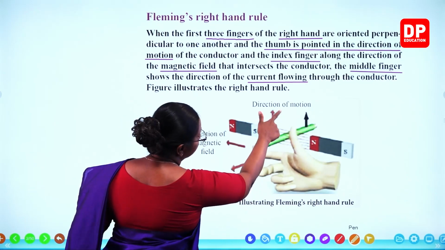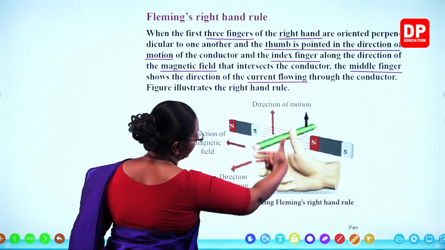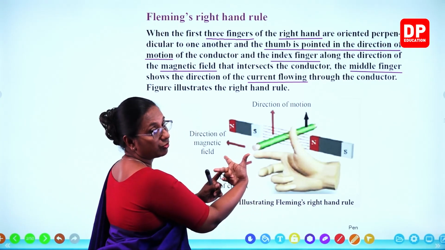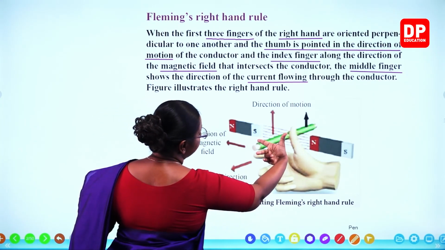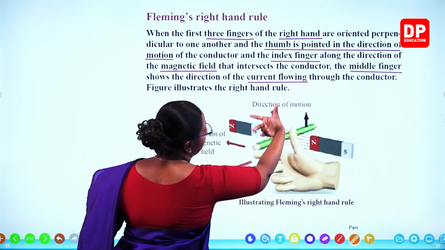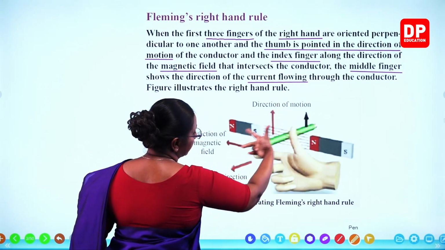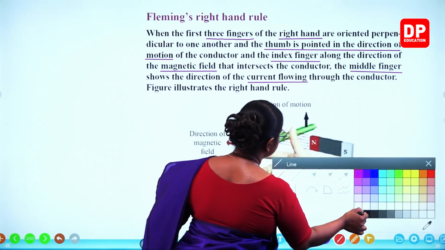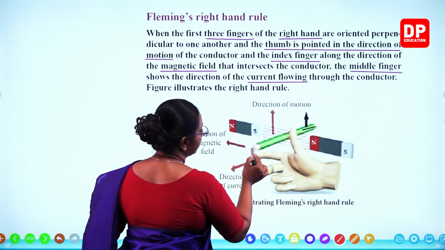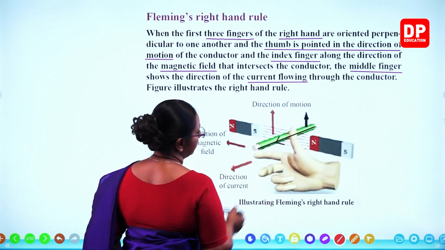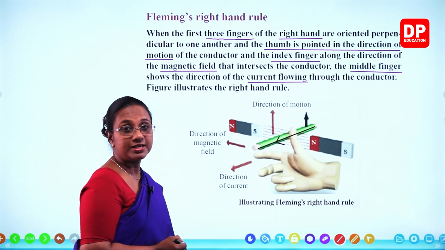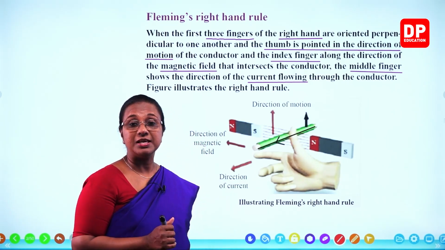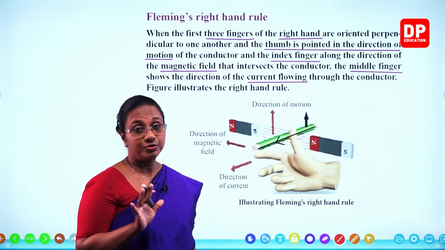Then we have the direction of motion. The thumb points to the direction of the motion. Then the direction of the current flow is the middle finger. So the field is going to be that way and the motion is upwards. So the current will flow, now if we consider this conductor, in this direction. Can you all understand that? So that is how we use Fleming's right-hand rule. You have to remember that.